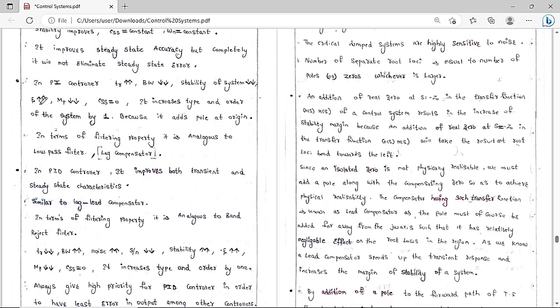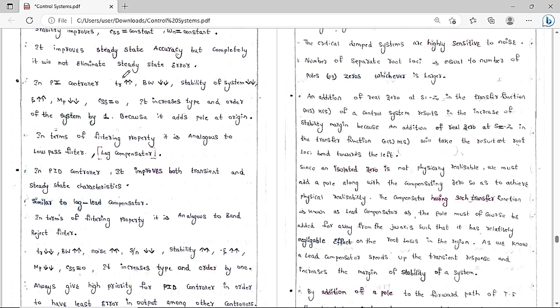Now the next point is the PI controller. I have already told you, a PI controller is nothing but a lag compensator. It is basically used to improve only the steady state response. So it will degrade the transient response. I have already told you, if it improves the steady state response, it will degrade the transient response. Therefore, the steady state error will become 0.